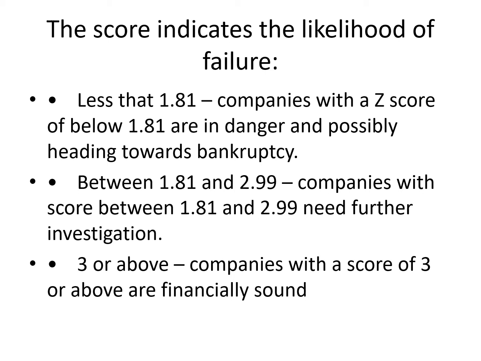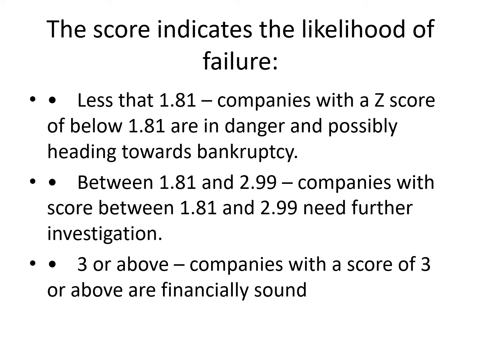What if the Z score is between 1.81 and 2.99? This means that the companies need further investigation, so they may fail or not. It depends on their management, and on how they face this failure before it happens, okay? What about if the Z score is 3 or above? This means that those companies are financially sound, so it's okay. They have a level of stability.